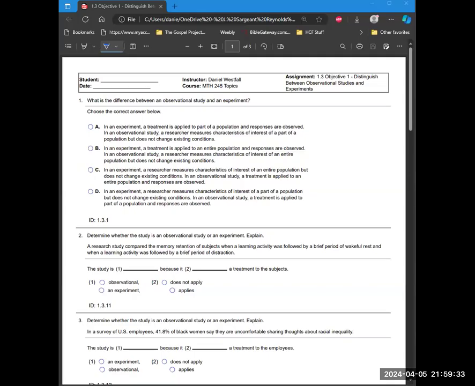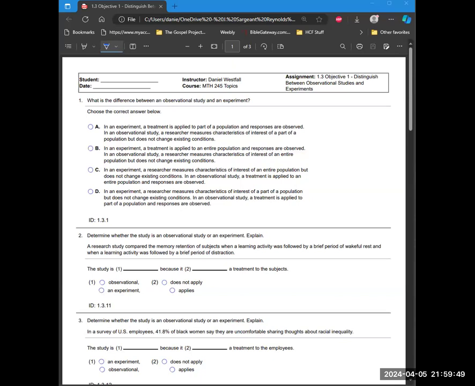In this video, we're going to talk about 1.3, Objective 1, where we distinguish between observational studies and experiments. Let's go ahead and get started by asking this question first. What is the difference between an observational study and an experiment?